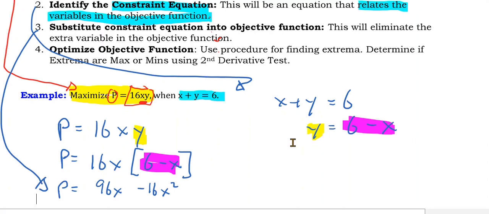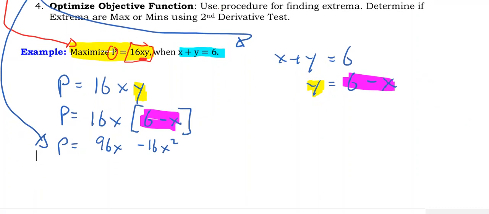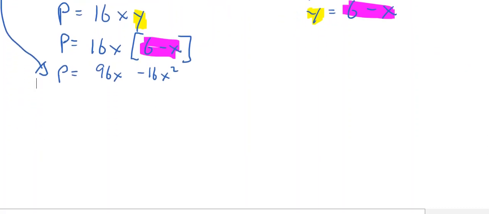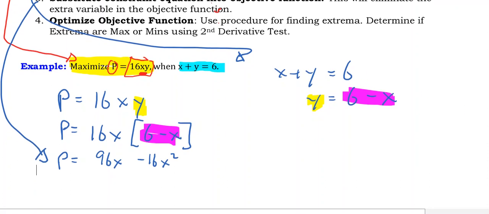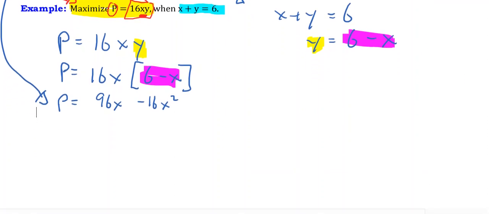Step 3 was where we substituted the constraint into the objective function. You'll notice that none of this involves calculus. All of the calculus actually comes in the last step. So in the last step, we need to, as it states here, optimize the objective function. Use the procedure for finding extrema that we learned in another lesson, and then determine if the extrema are maxes or mins using the second derivative test. So we want to find the extrema.